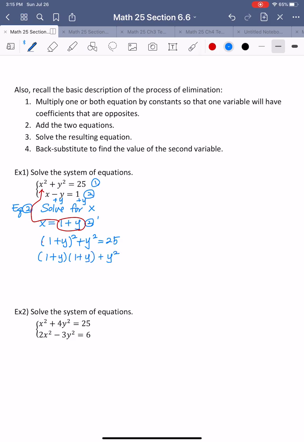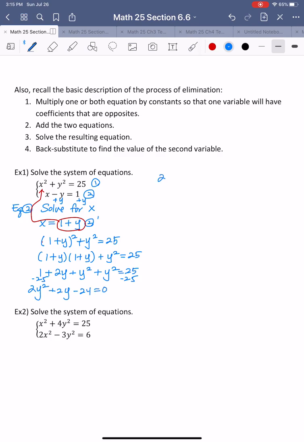And then you can just FOIL. But if we do, you got 1 plus 2y plus y squared equal to 25. And then combine like terms. So I got 2y squared plus 2y, and subtract 25 both sides. I got 24 equal to 0.